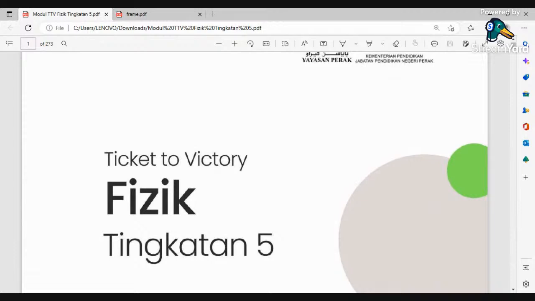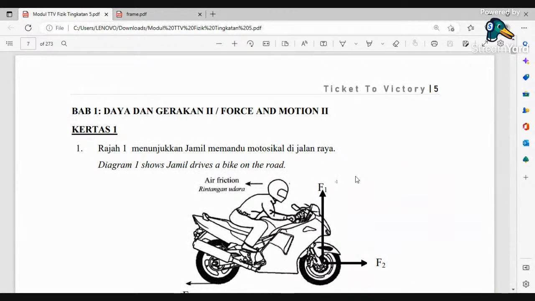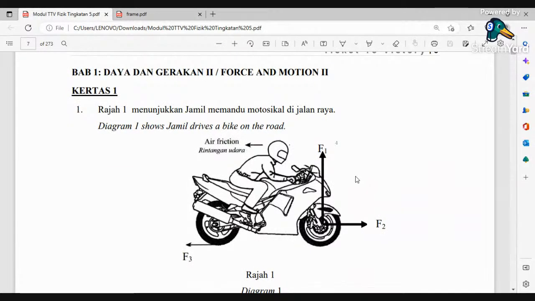Tonight we continue the online revision class. I will start Form 5 syllabus. Today, online class part 1, I will discuss chapter 1, force and motion 2. I will use this ticket to victory. So let's get started. Force and motion 2, paper 1.